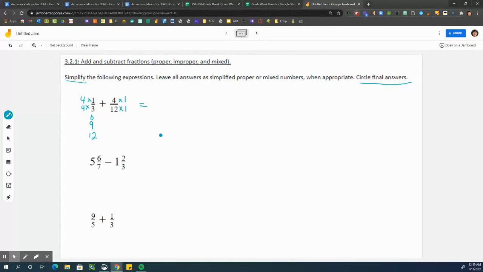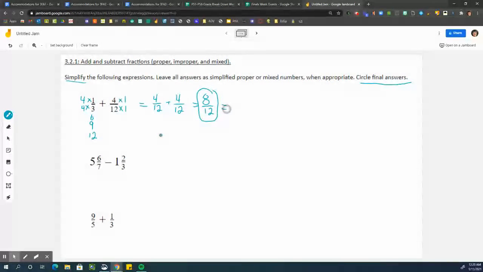Okay, so let's simplify this. 4 times 1 is 4. 4 times 3 is 12. Plus 4 times 1, which is 4 over 12. And then we can follow the addition of fractions rule, where we can add the numerators. So 4 plus 4 is 8. And we keep the denominator the same, so 12, 8/12. So we're going to circle that. That's our final answer here.